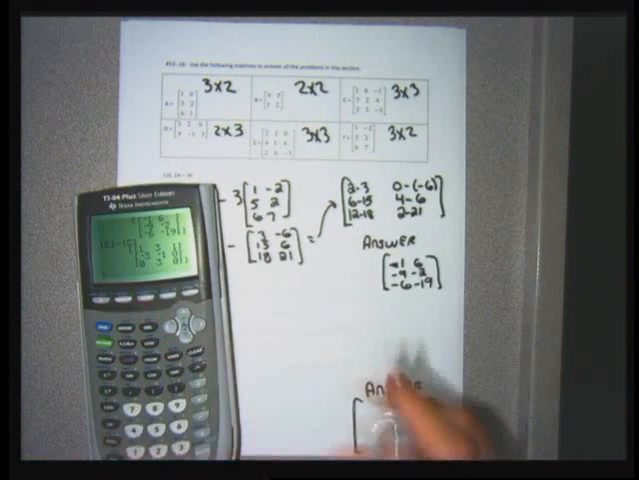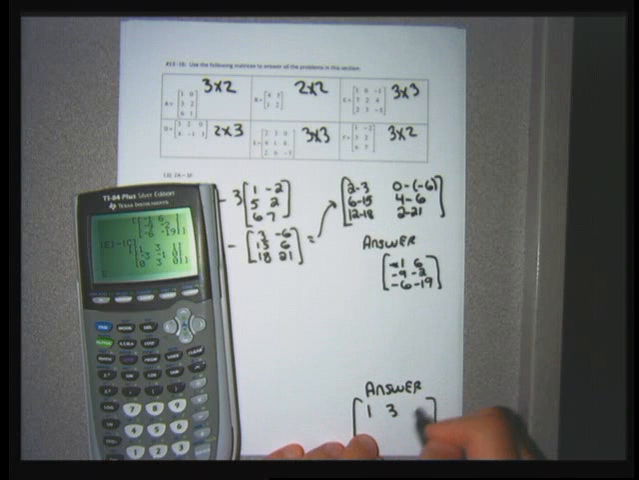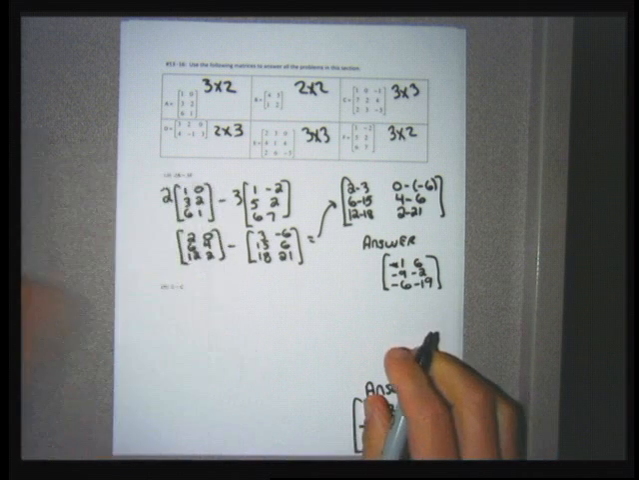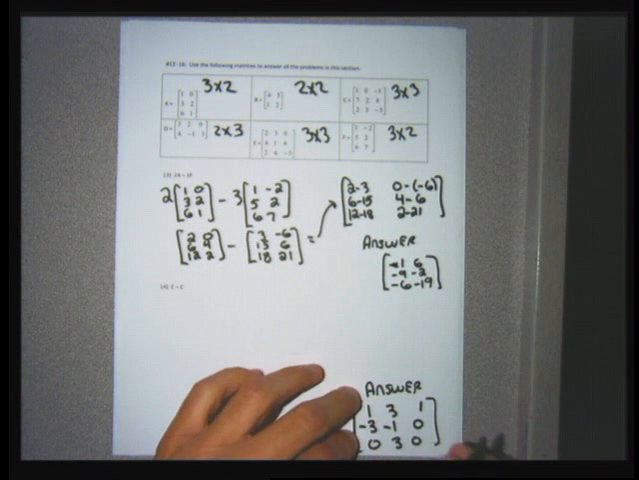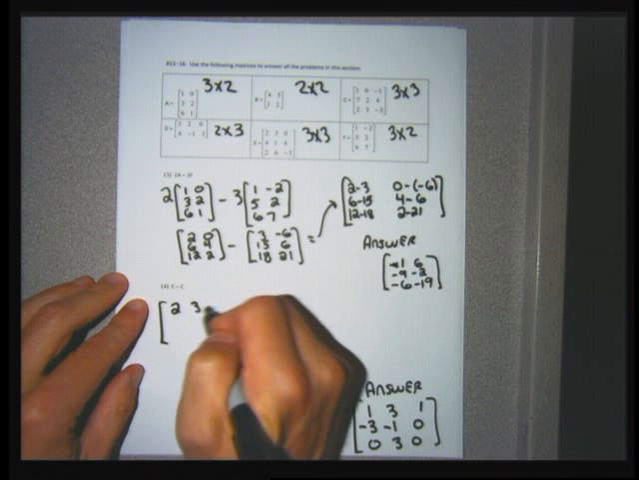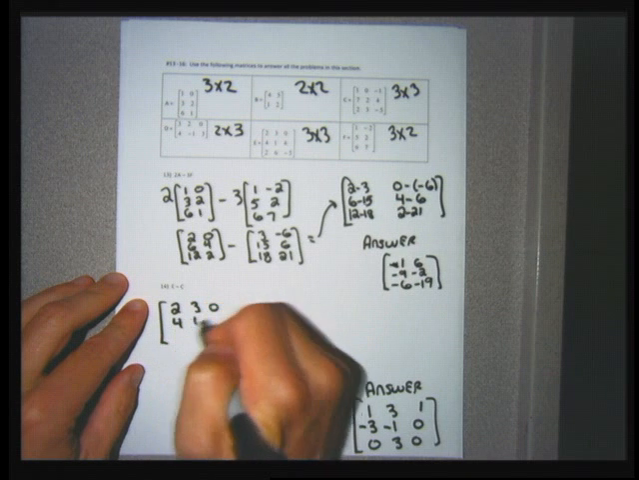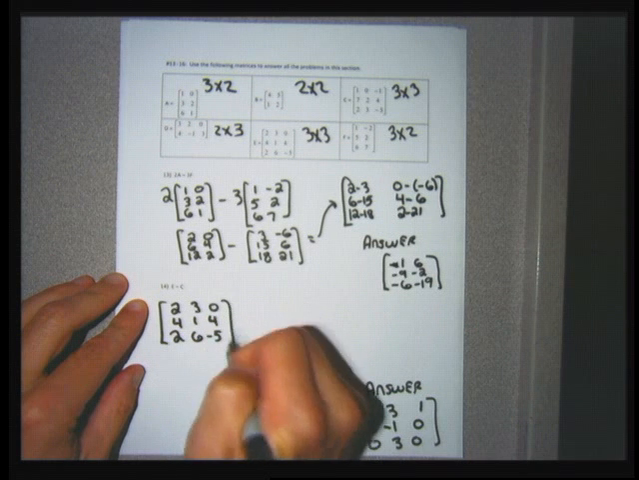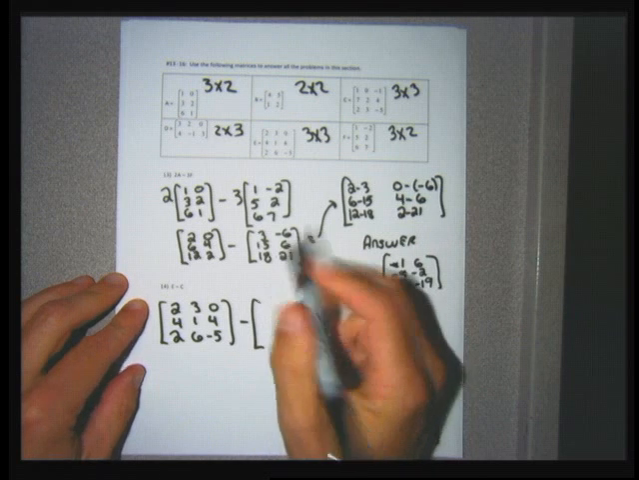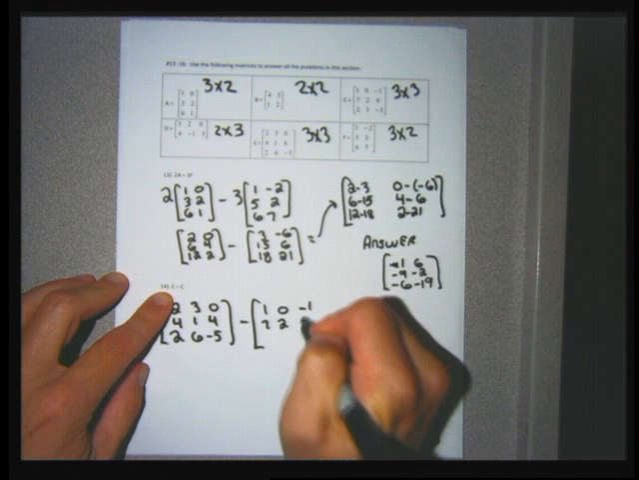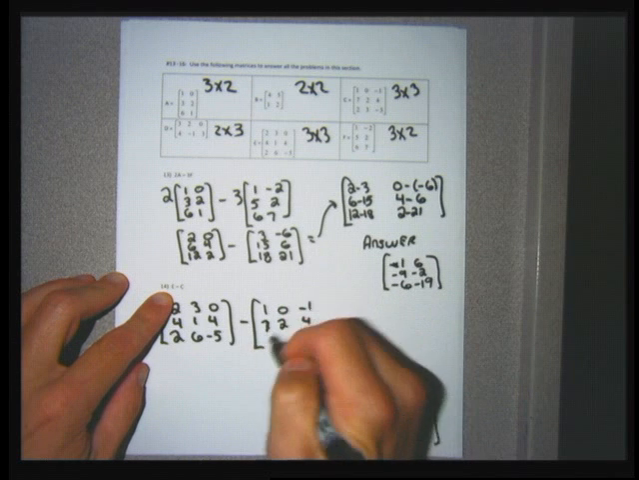I'm going to copy this answer down here so that it was 1, 3, 1, -3, -1, 0, 0, 3, 0. So doing this without knowing the answer ahead of time would be not that hard. I would write the E matrix first, which is 2, 3, 0, 4, 1, 4, 2, 6, -5. Then I'll put my minus sign, and then I'll have my C matrix second, which is 1, 0, -1, 7, 2, 4, 2, 3, -5.